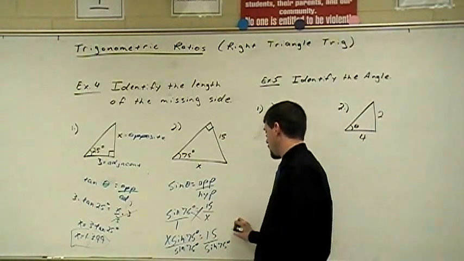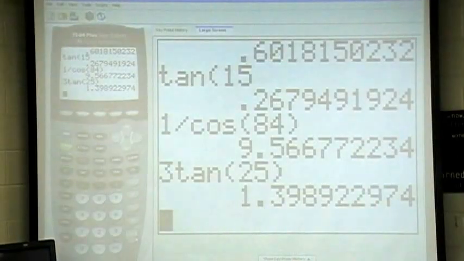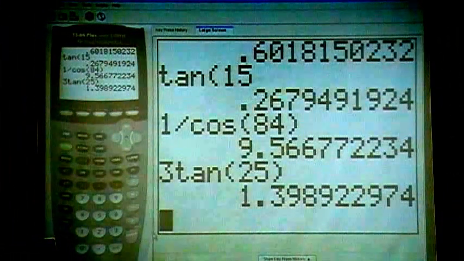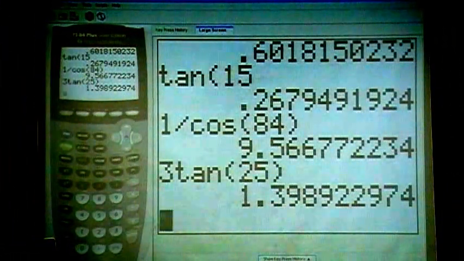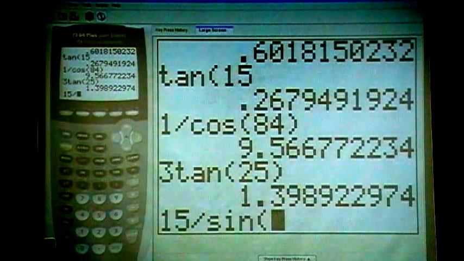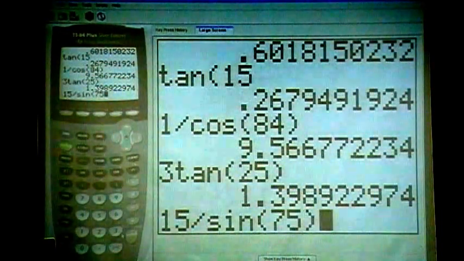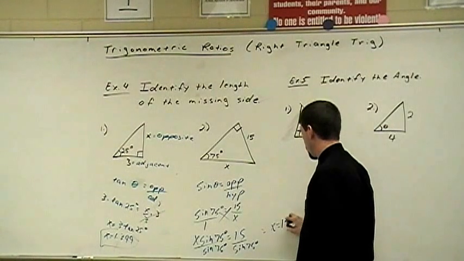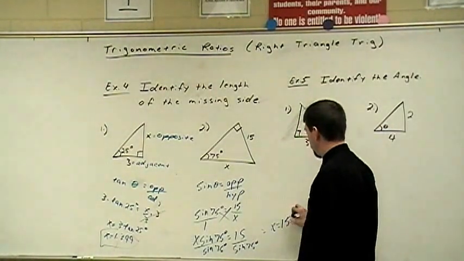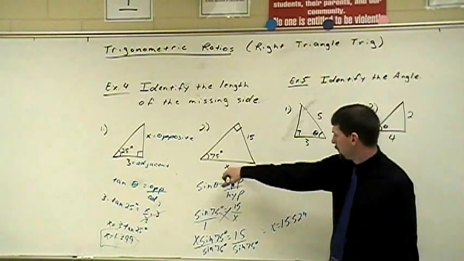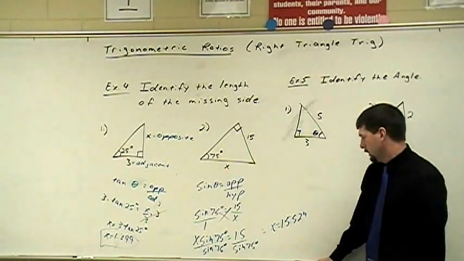And then I can punch that into the calculator. So if I key into the calculator 15 divided by sine of 75 degrees, I'm going to get x to be 15.529. So x is 15.529. And we see that that probably makes pretty good sense there.